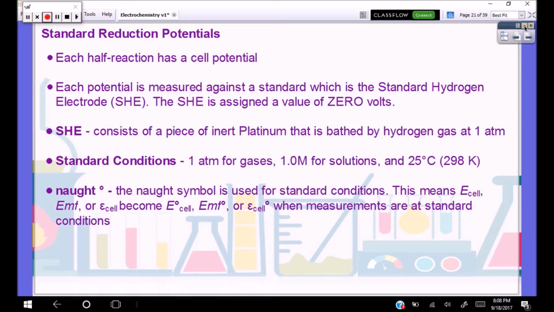So when we're talking about E naught, the E cell, the EMF, and the epsilon cell that we saw before all have this little naught symbol. It looks like a degree symbol, but it's not a degree symbol. It just means the standard conditions. That may look familiar. You may remember doing free energy with delta G and delta G naught last year in honors. It's the same thing. It's just the standard versus non-standard conditions.